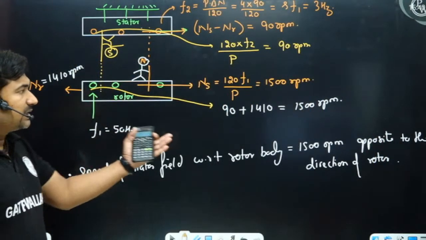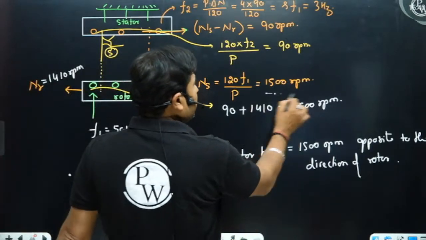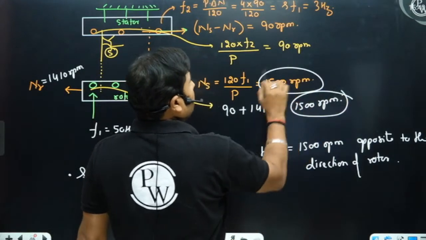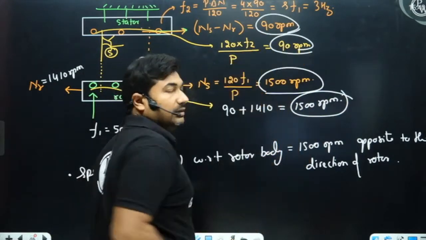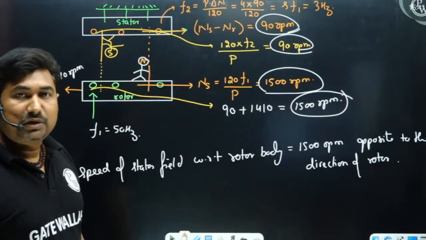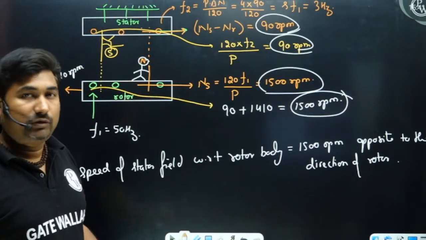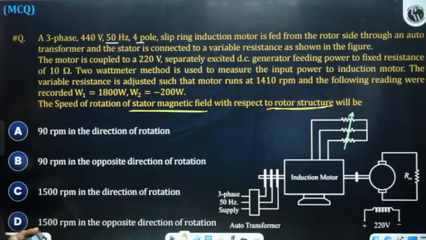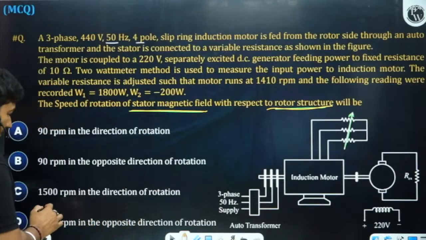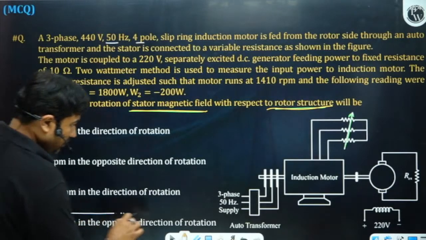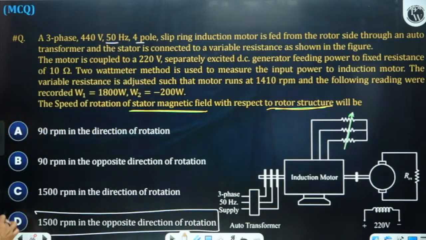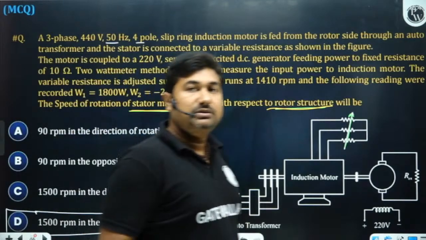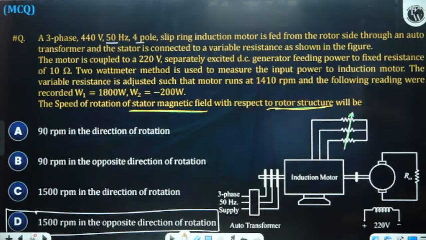And that is the must condition for production of steady state electromagnetic torque. The relative speed between the two fields must be 0 with respect to each other, if you are going to observe onto the stator body or onto the rotor body. So this shows, sir, 1500 rpm opposite to the direction of rotation. Is it okay? How many of you are able to understand up to this part?